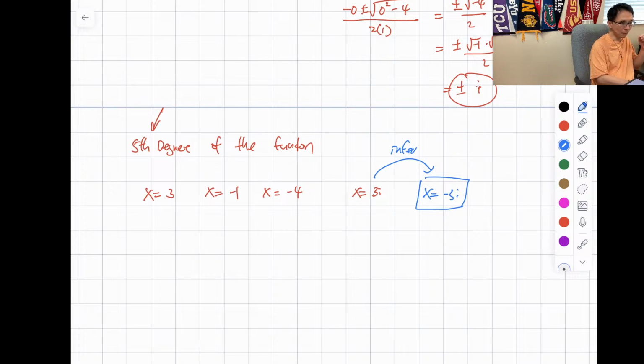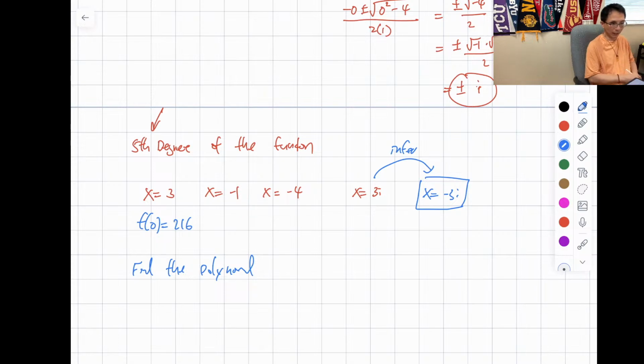So can you find this polynomial? Let's just say, can we find the polynomial? Actually, matter of fact, let me give you another piece of information. Okay, so let's say f of 0 is equal to 216, like this. Can you find the polynomial based on that information? Is it possible to find a polynomial?